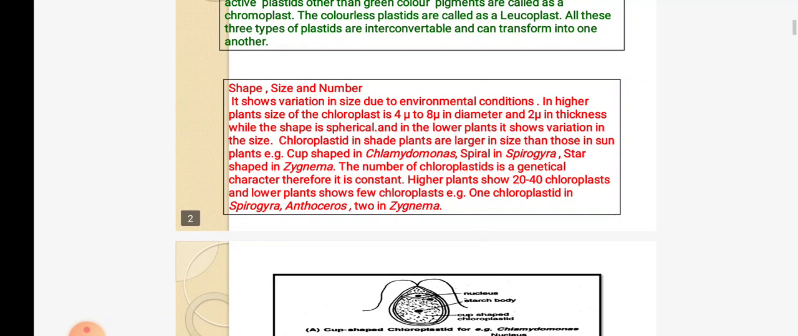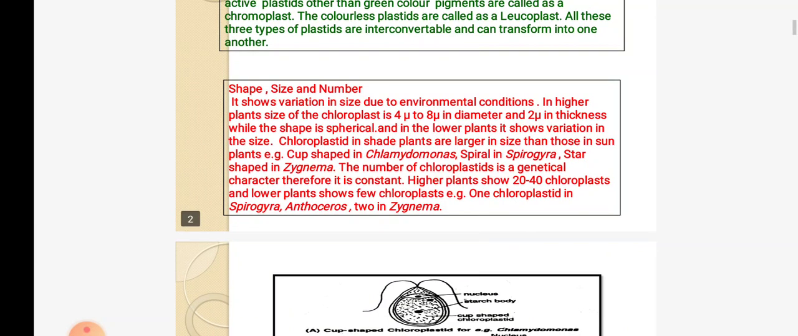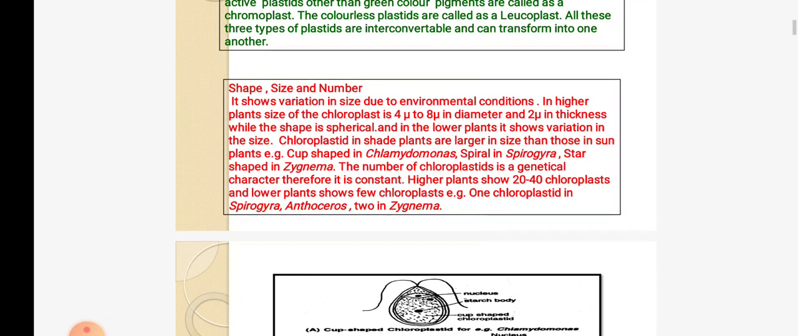Cup-shaped chloroplast is present in Chlamydomonas, spiral in Spirogyra, star-shaped in Zygnema. The number of chloroplasts is a genetical character, therefore it is constant. Higher plants show 20 to 40 chloroplasts and lower plants show few chloroplasts. One chloroplast in Spirogyra and Anthoceros, 2 in Zygnema.